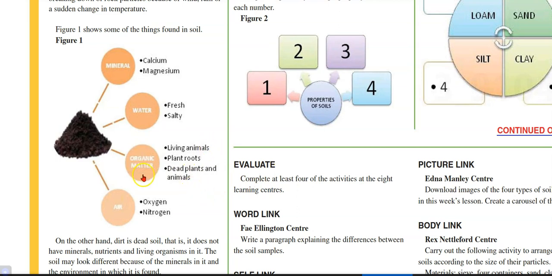Okay, so things that are living or things that were once living, we can consider those to be organic matter. Then we have air, such as oxygen and nitrogen. All right, so those are some of the things that make up the soil. So again, minerals, water, organic matter, and air make up the soil.